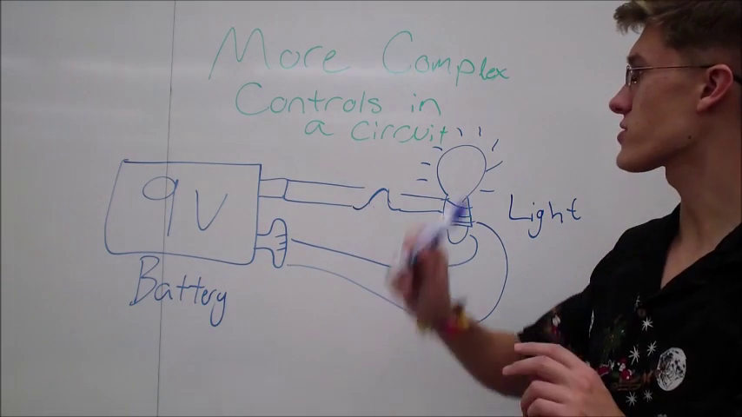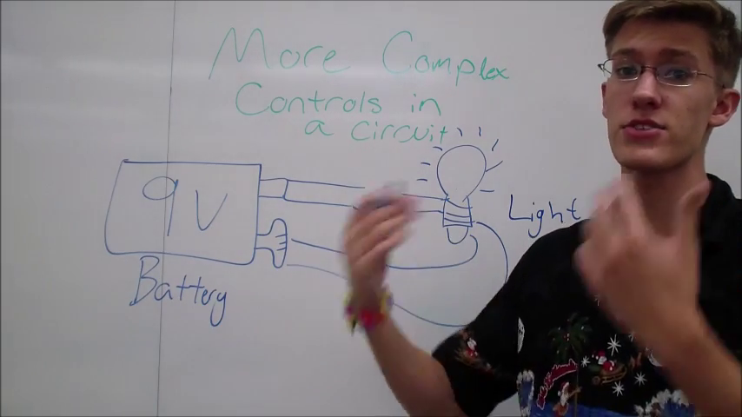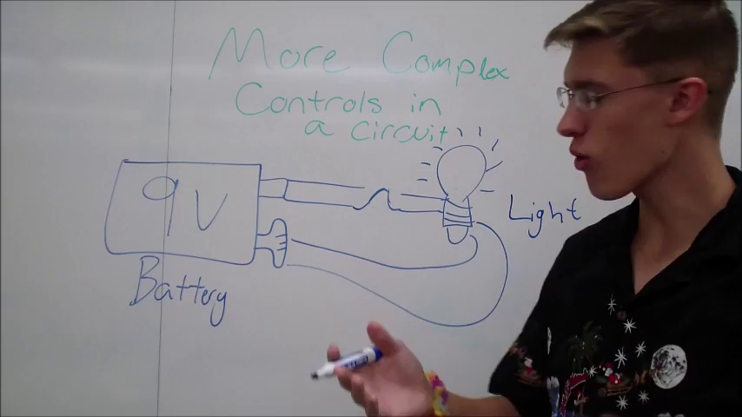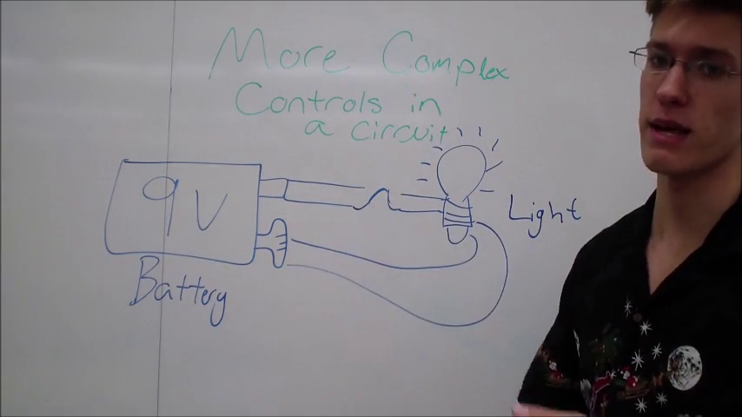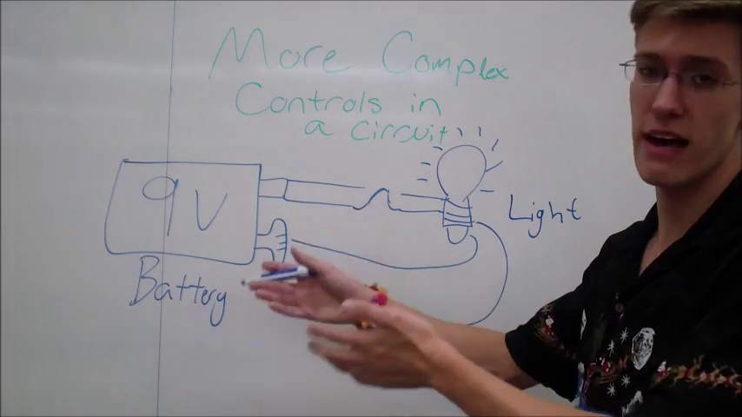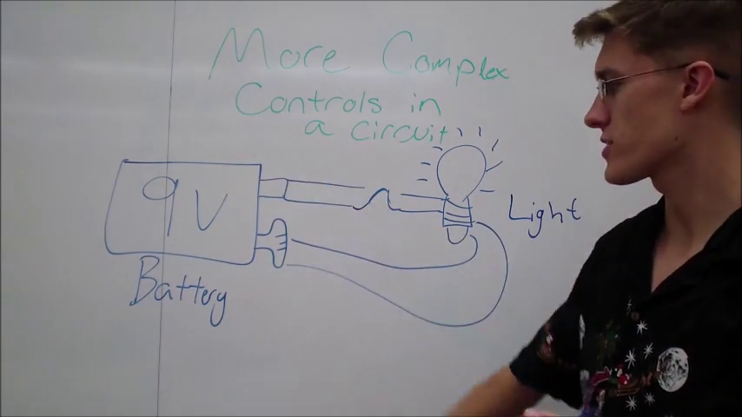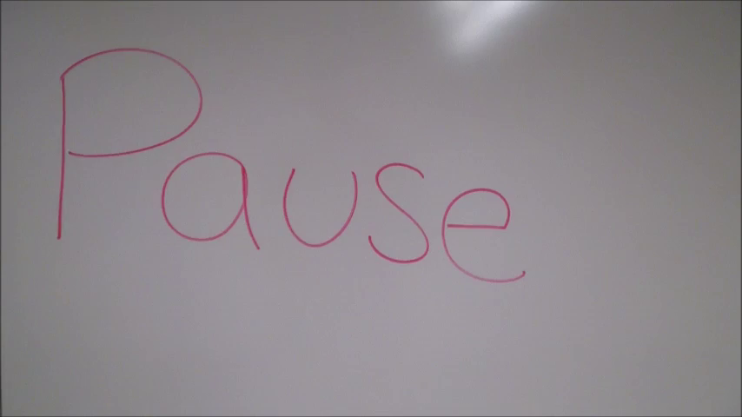Now we are going to focus on more complex controls in a circuit. You have a slide dimmer, and essentially this gives you the power to control this resistance. This is adjusting the height of that mountain, the amount of energy that the electrons have entering the light. So when you slide the dimmer up, you're increasing the resistance and you're making the light dimmer.